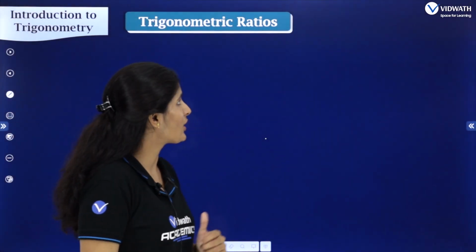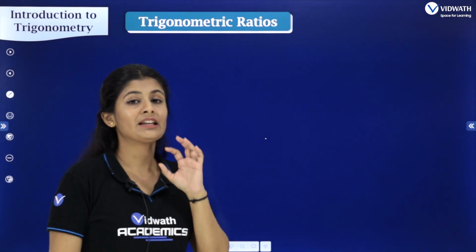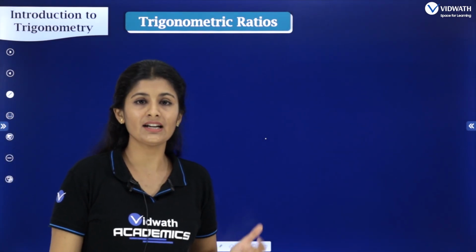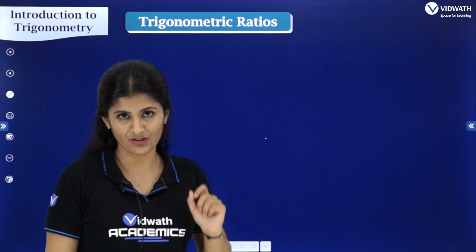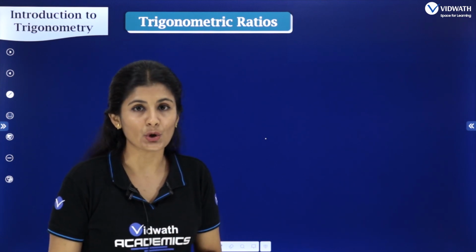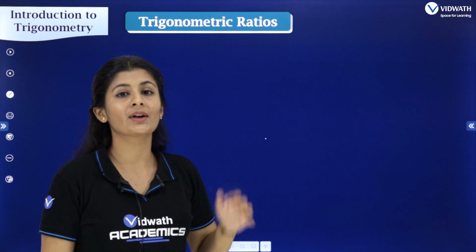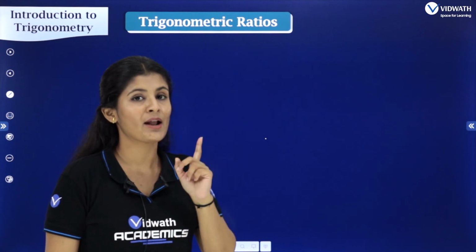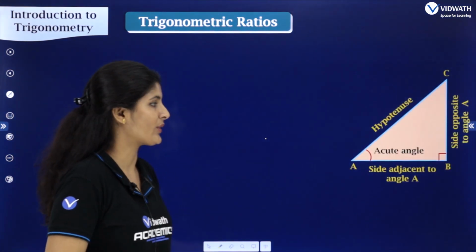Now, based on this, we shall define the relationship between the sides of a triangle and the angles of a triangle. These relationships are given to us in terms of ratios. Hence, we call them trigonometric ratios. Now, what are these ratios? Let us look into that.